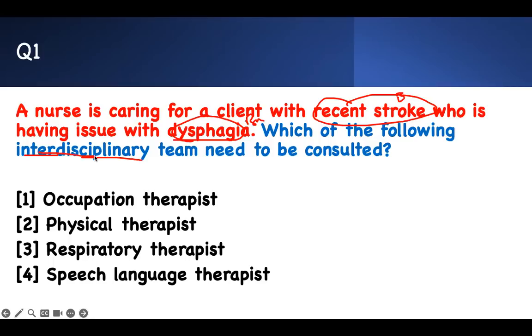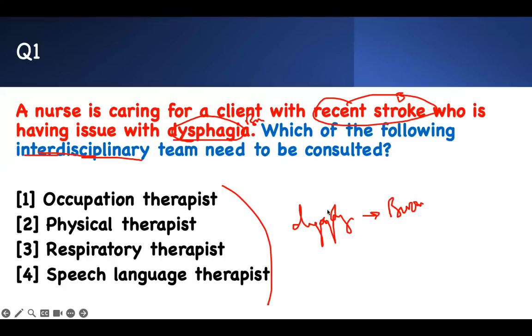Which of the interdisciplinary team members are you going to call? Keywords: stroke, dysphagia, interdisciplinary team member. That's all I'm focusing on. My eyeball is right on stroke and dysphagia, and it's a member of the interdisciplinary team. Which of these people deal with the patient who is having dysphagia? One of my buzzwords. That's the way you approach a question. If you focus on the buzzword, you won't be fumbling trying to figure out which is the answer.